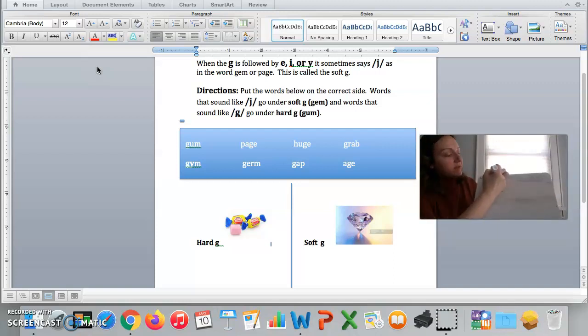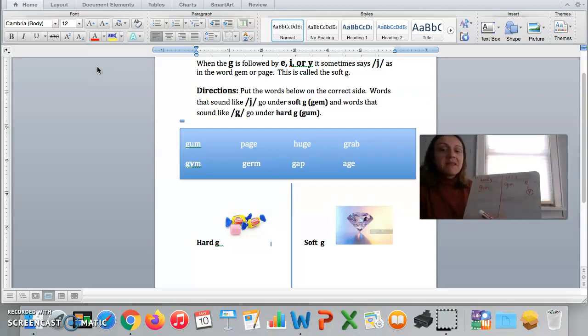So here we have hard G. Here we have soft G. My hard G says G like in gum, so I write gum here. Underneath gum, we see the word gym. I know if I look next to gym, I see a Y. When there's a Y next to my G, the G is going to make the J sound. So I'm going to write gym under my soft G where we see the picture of the gem.